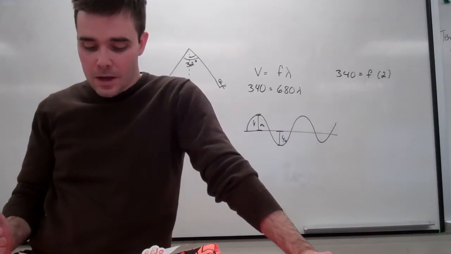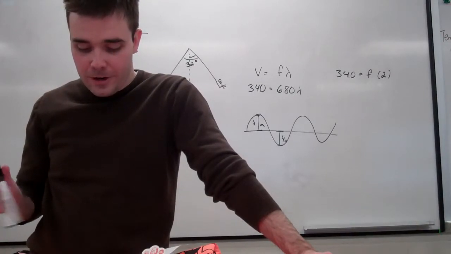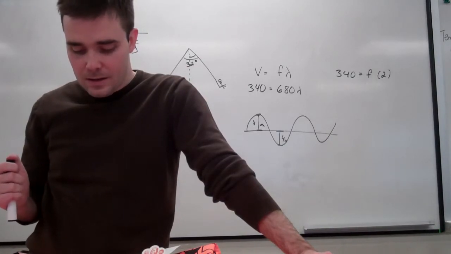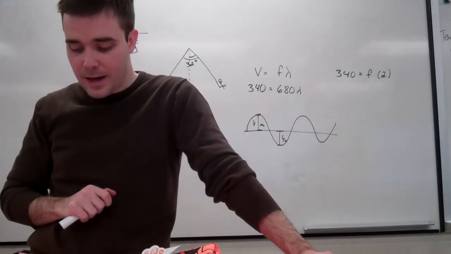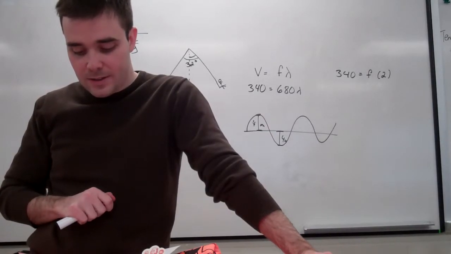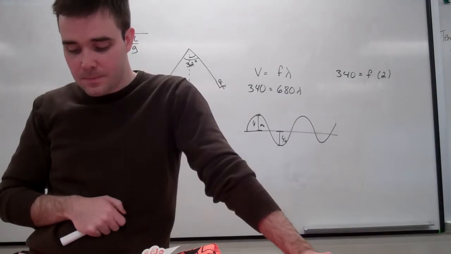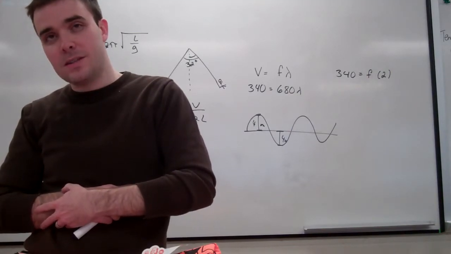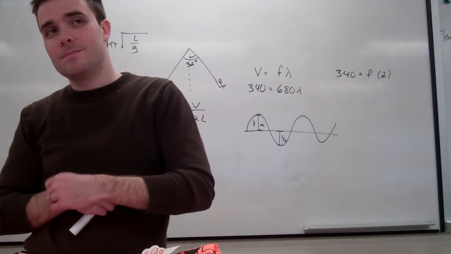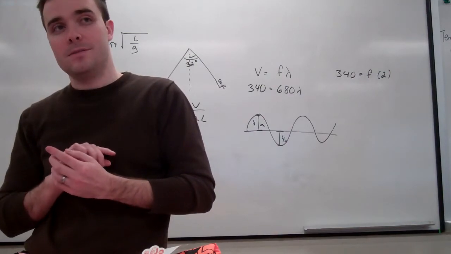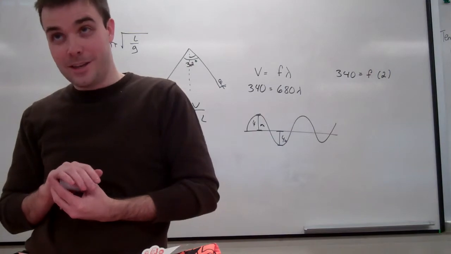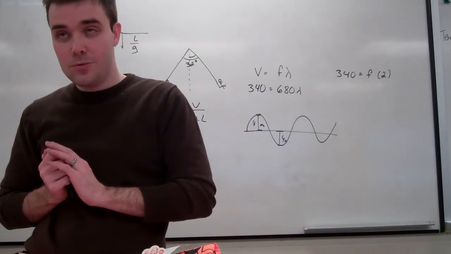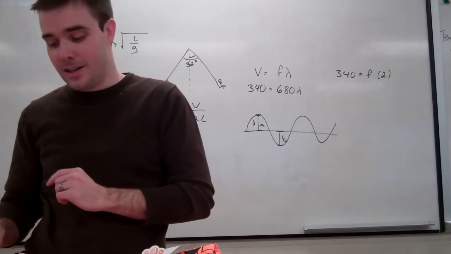Okay. Number 29. A cork floating in a pool oscillates up and down 3 complete cycles in 1 second as waves pass by. The wave's wavelength is 2 meters. What is the wave's speed? Okay, so what's the frequency? 3 cycles in 1 second. Cycles per second is frequency. So if it does 3 cycles in 1 second, the frequency is 3. Wavelength is 2. So C, 6 meters per second.